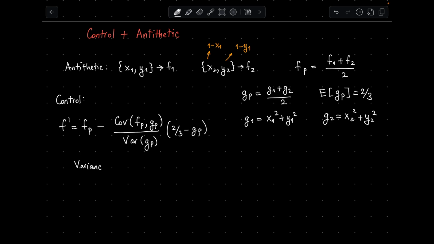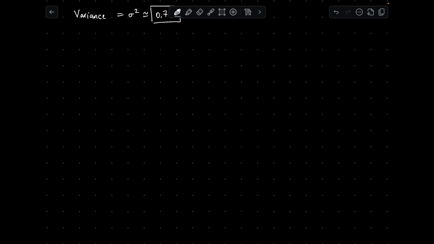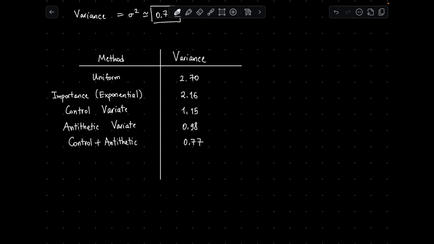Using this approach, we can slightly reduce the variance even further, down to about 0.77. A link is provided to the code of these methods in the description below. But as a summary, these are the variances of different techniques we have covered in this video.